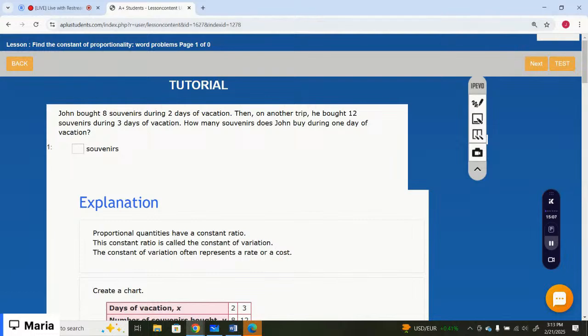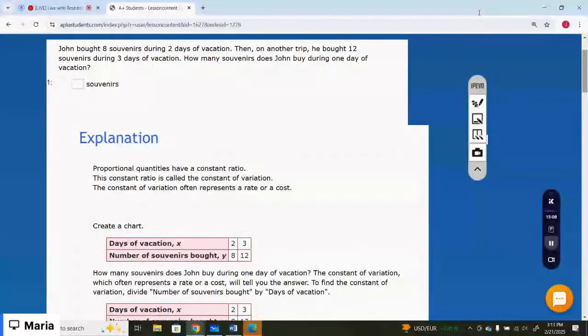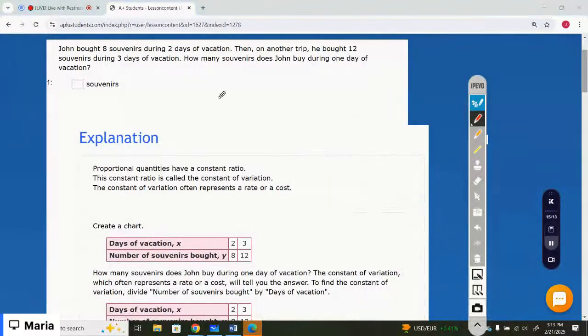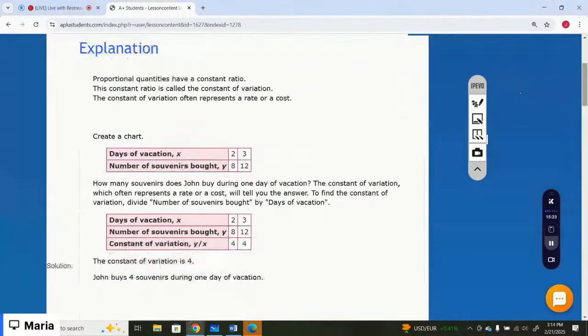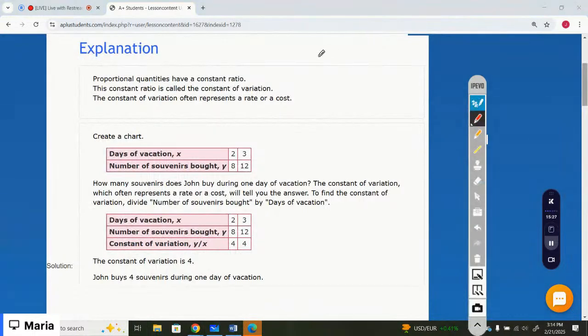So, 8 souvenirs during 2 days. So, the x is the days and y is the number of souvenirs, right? So, you have to do y over x to see the constant of proportionality. So, that is 8 over 2 is 4 and 12 over 3 is 4.